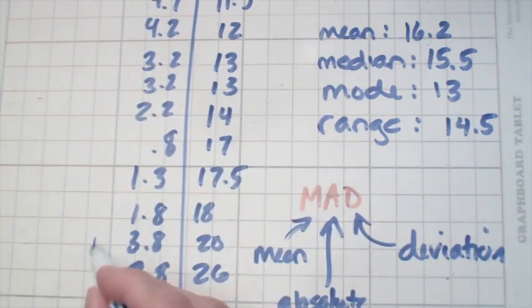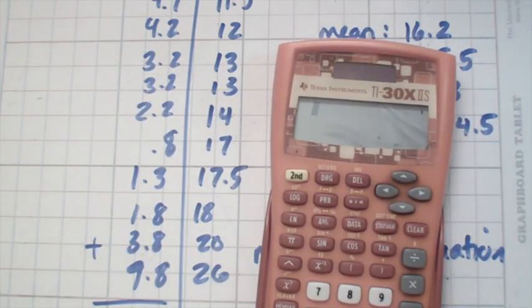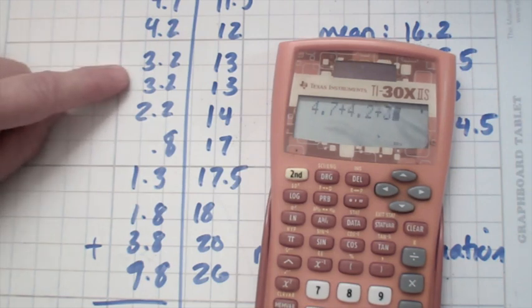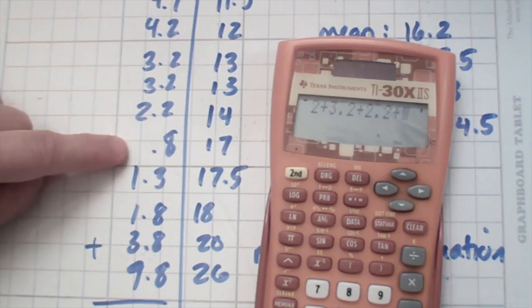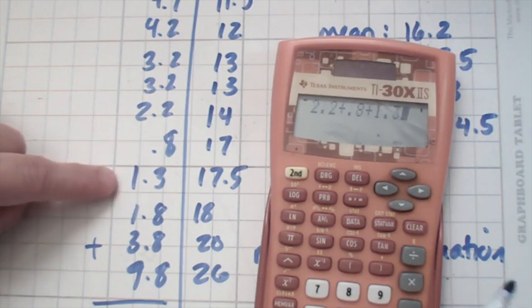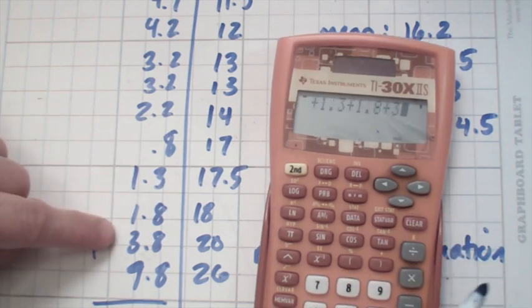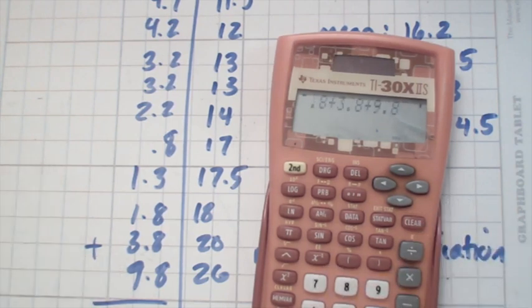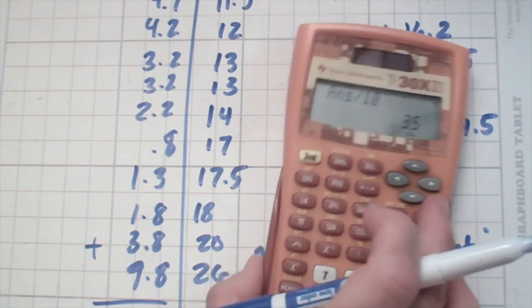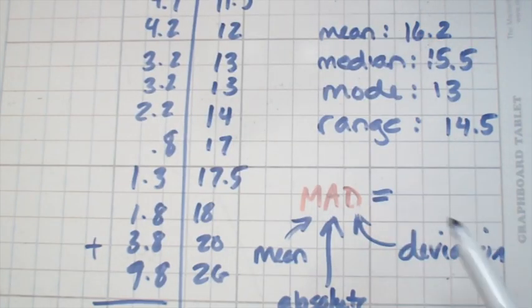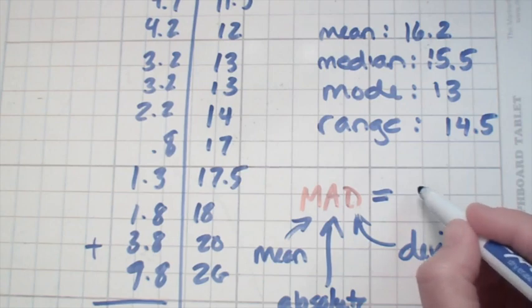We're going to add them all up and then divide by the number of numbers, which in this case is 10. So 4.7 plus 4.2 plus 3.2 plus 3.2 plus 2.2 plus 0.8 plus 1.3 plus 1.8 plus 3.8 plus 9.8 equals 35. And then we divide that by 10, we get 3.5. So our MAD, our mean absolute deviation, is 3.5.